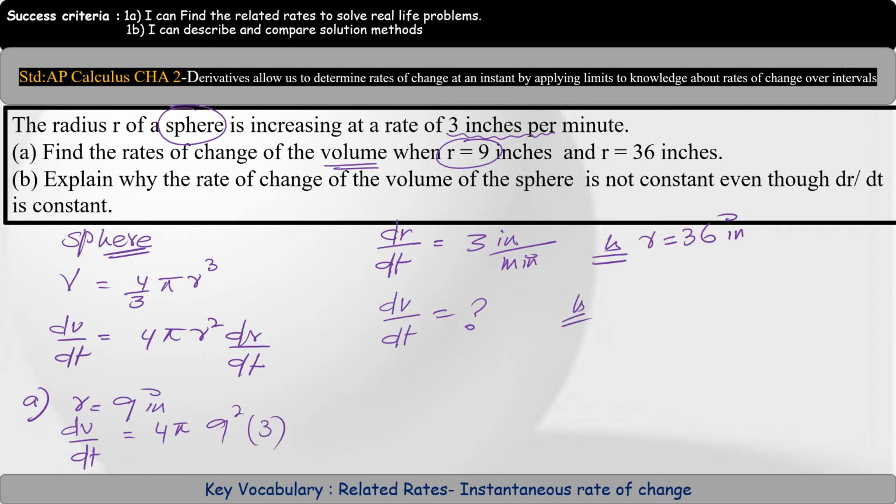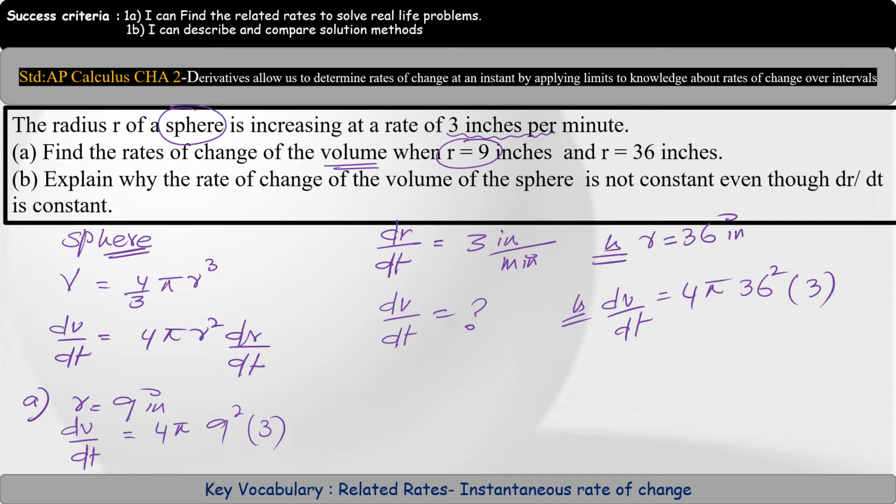Similarly, in the B part, you are going to write dV/dt equals 4 pi and then 36 squared times 3. Now use the calculator. Take 1 minute to calculate both the answers. So here you just write in the calculator 4 times pi times 9 squared times 3.